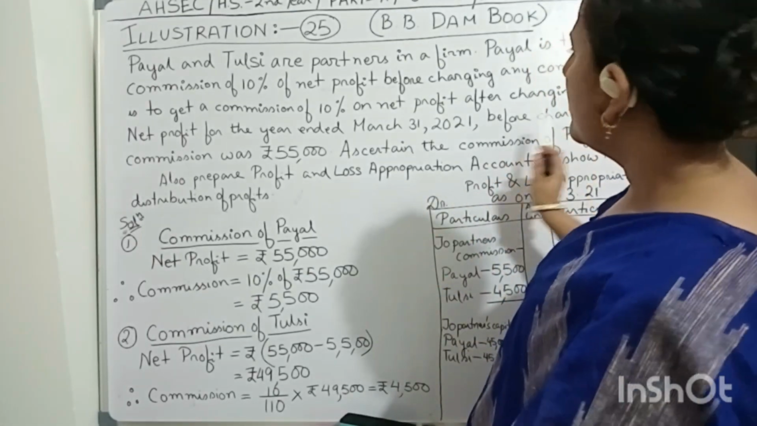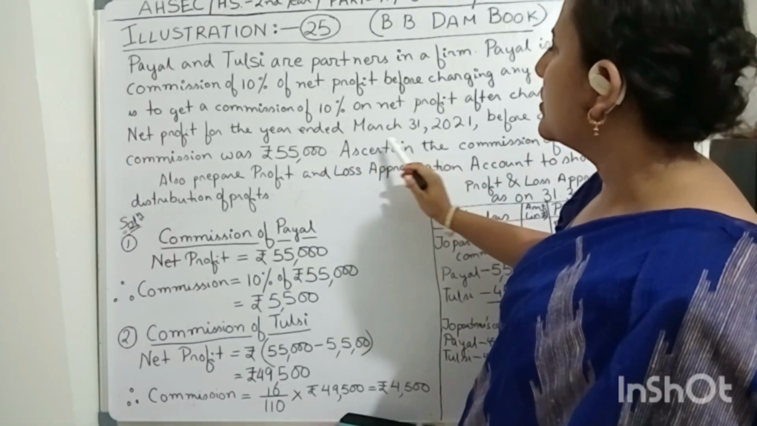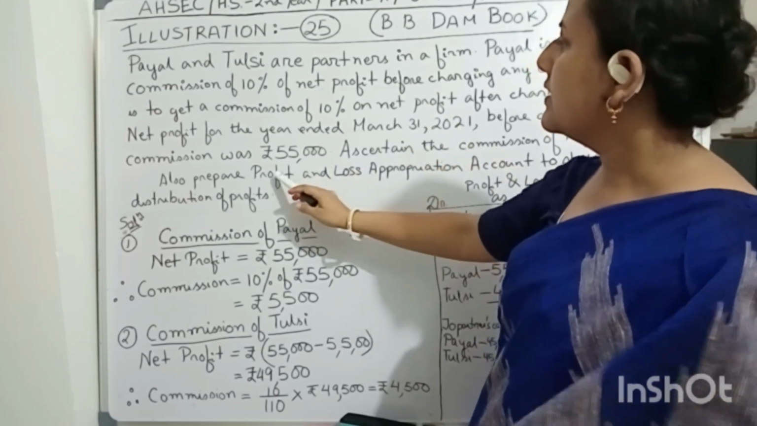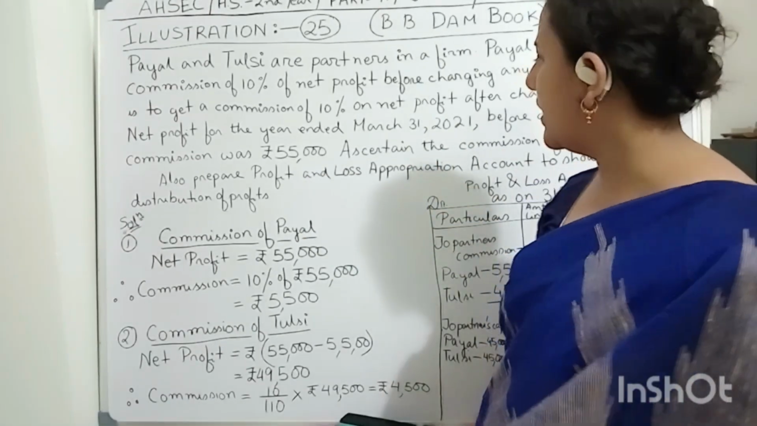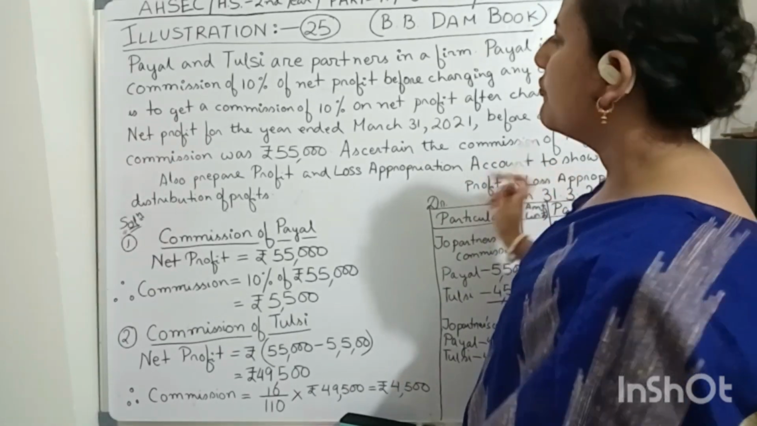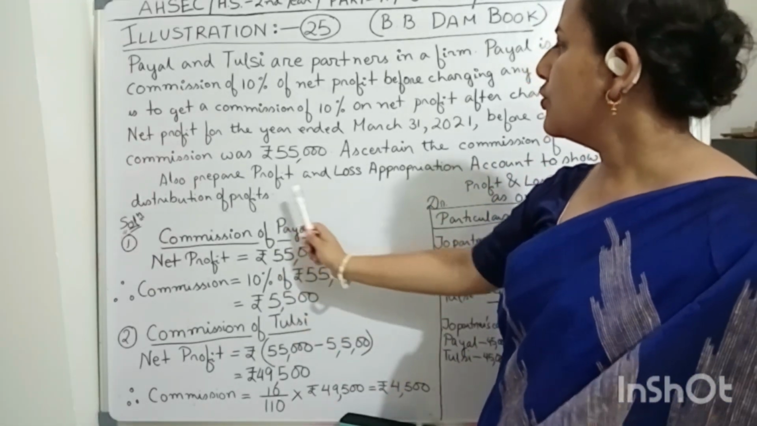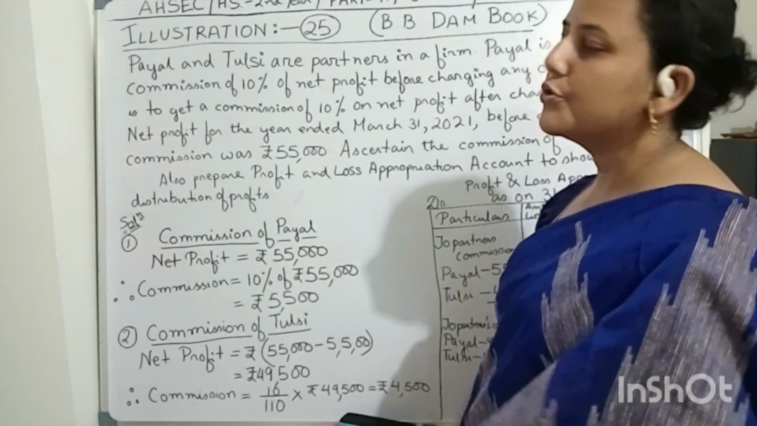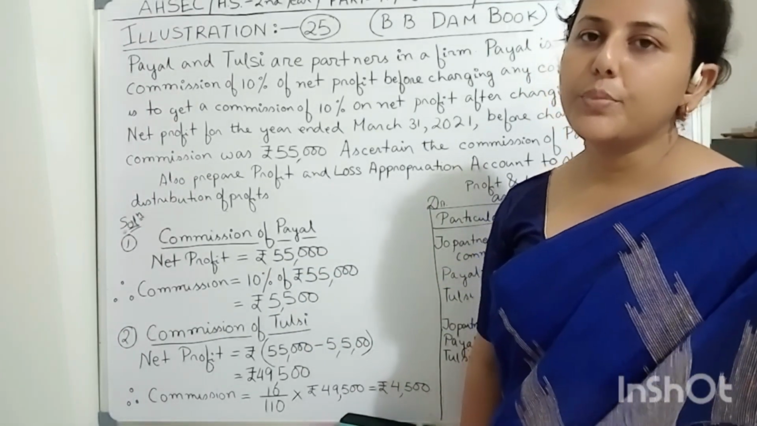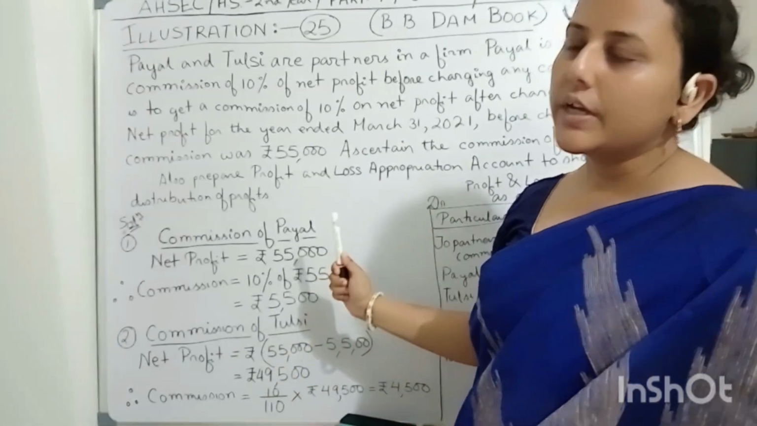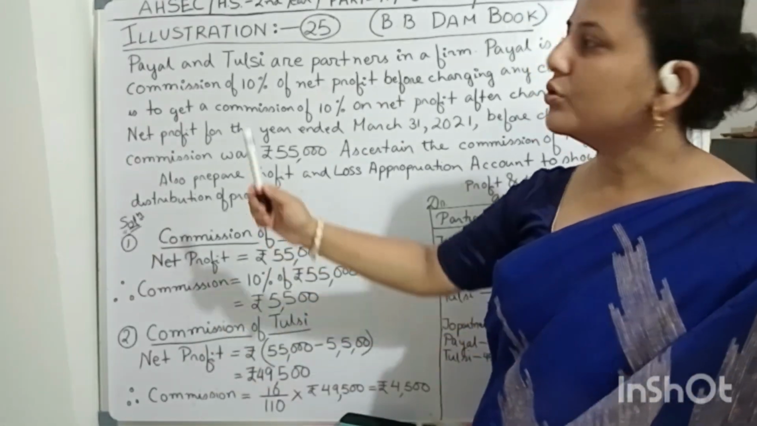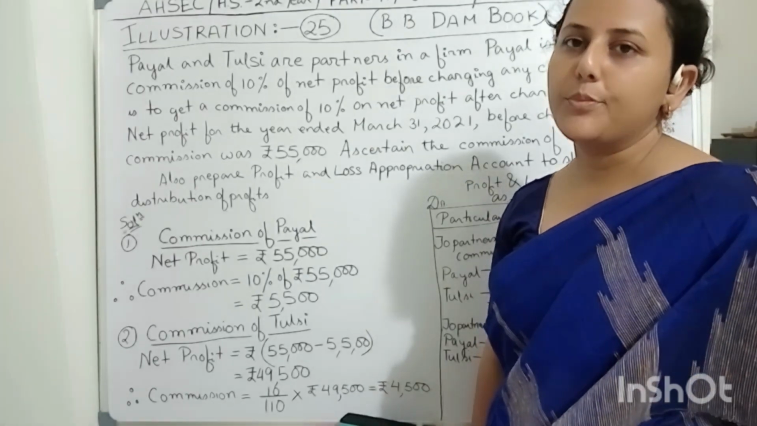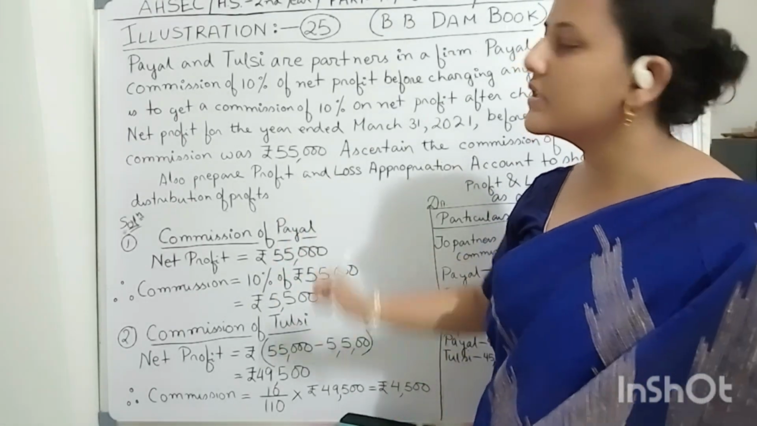What is the net profit given for the year ended March 31st, 2021? It is 55,000. Ascertain the commission of Payal and Tulsi. Also prepare the profit and loss appropriation account to show the distribution of profits. So you have to take out the amount of commission for both Payal and Tulsi, and prepare the profit and loss appropriation account. So this was the question.